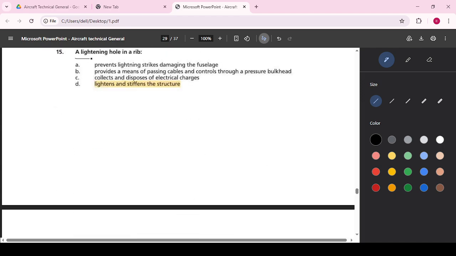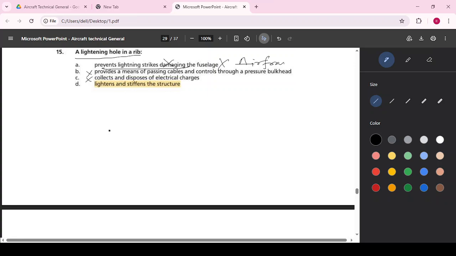What is a lightning hole in a rib? It prevents lightning strike damaging the fuselage. There is nothing in the airframe which prevents lightning striking and damaging the fuselage. B. Provides means of passing cables and controls through the pressure bulkhead. A lightning hole in a rib? No. Collects and disposes electrical charges. Nothing like that. Lightens and stiffens the structures.